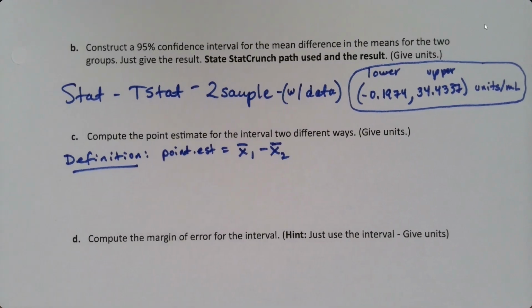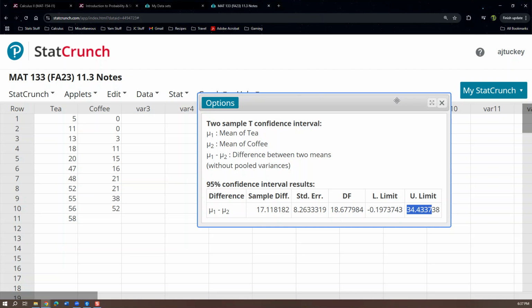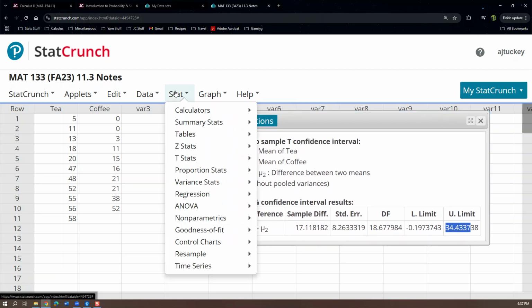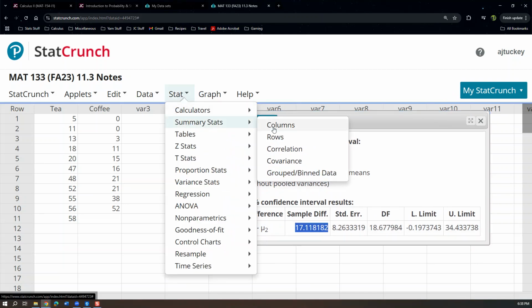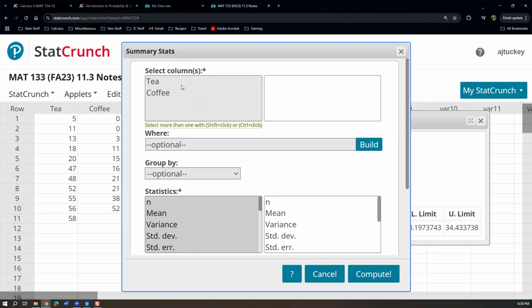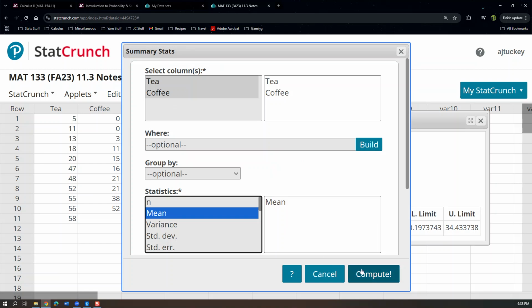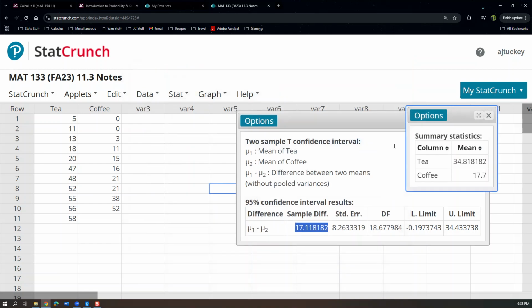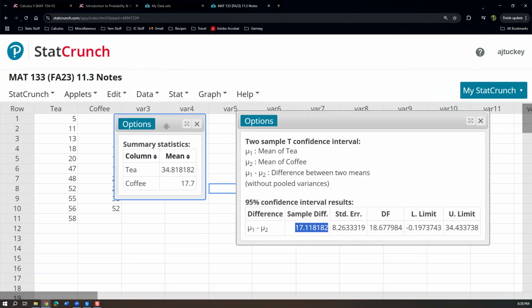Luckily for us, we have StatCrunch. So I can say to it, hey, StatCrunch. Actually, I can see it right here as well. It's right there, but that's okay. I want to prove it to you. So stat, summary stat, columns. I click T and a control click or command click if you're on a Mac, and coffee, and I want the means because that's what x bar is. It's the mean. So I say compute and I get these two numbers.